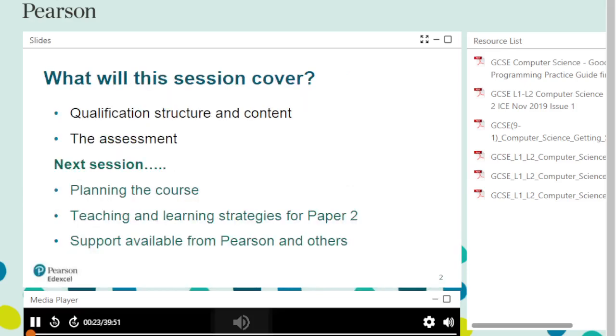So in this session, we'll be focusing on the structure and content of the 2020 specification. In the next session, we'll turn our attention to course planning, strategies for developing students' problem-solving and programming skills, and introduce you to some of the support materials available from Pearson and others.